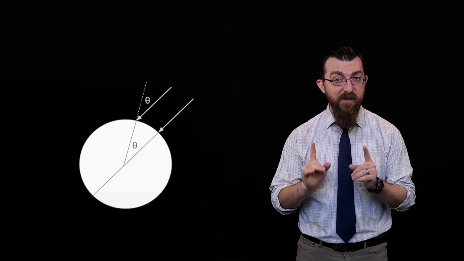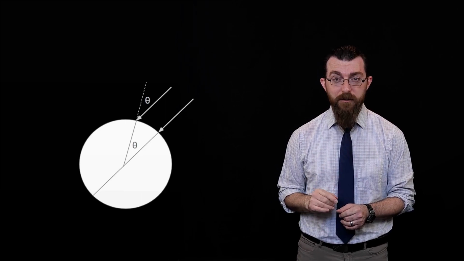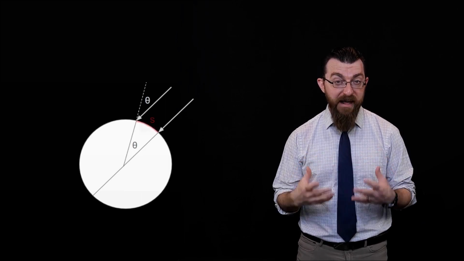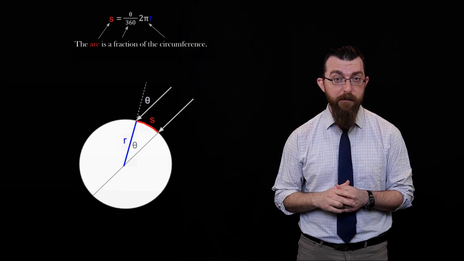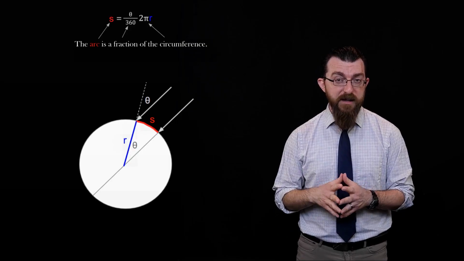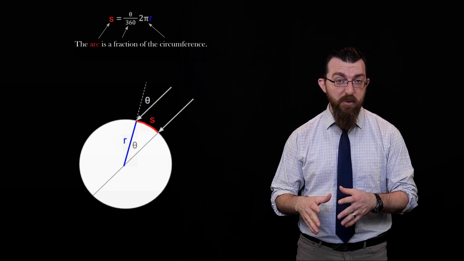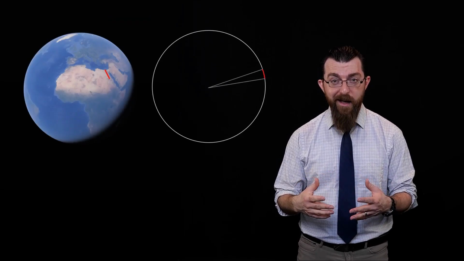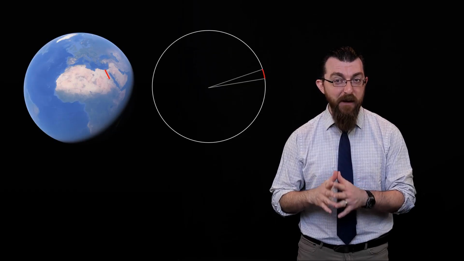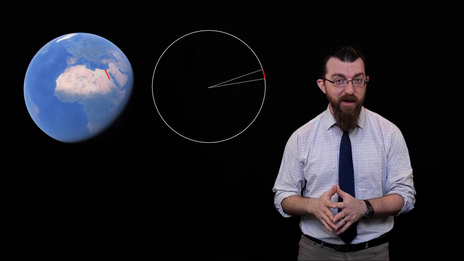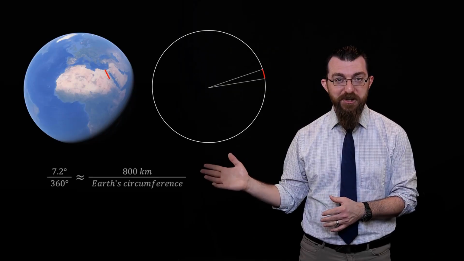But knowing the angle is only part of the puzzle. You also need to know the length of the arc subtended by the angle. Eratosthenes' second measurement was made around 800 kilometers away, where the shadow made an angle of 7.2 degrees. These values give this proportion.